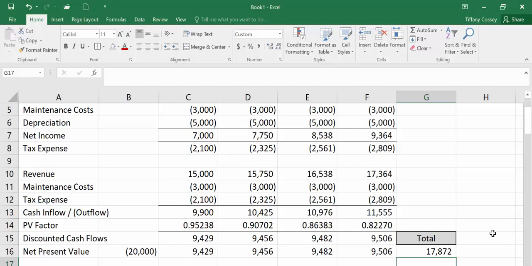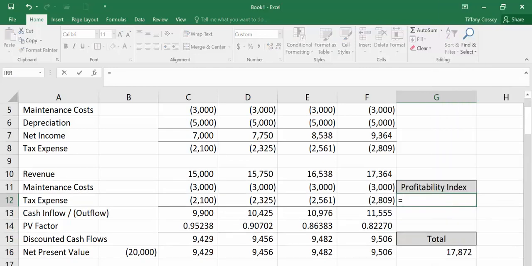The profitability index is really simple. It is just your net present value divided by your original investment. So we're going to come up here a little bit. I'm going to take my net present value and divide it by my investment. I need to make my investment positive so that I'm working with positive numbers and I don't get something funky. Taking it out to the nearest hundredth, it's 0.89.